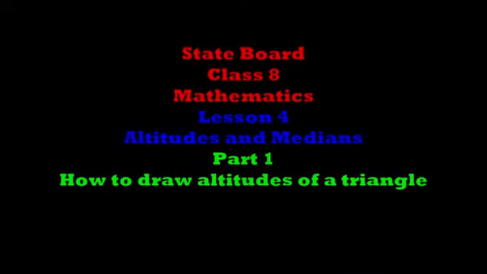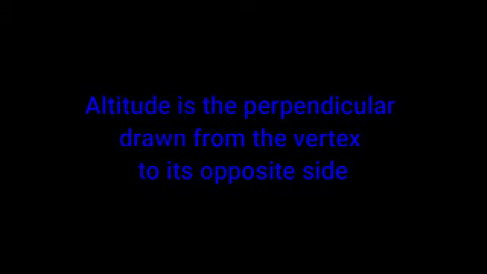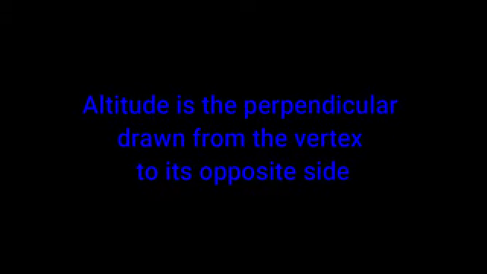Height or altitude is the perpendicular drawn from vertex to its opposite side. A triangle has three altitudes. Let's learn how to draw all the altitudes of the different types of triangles using set square.